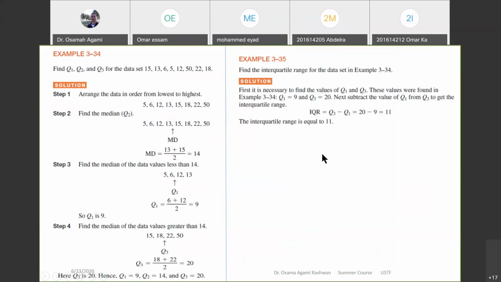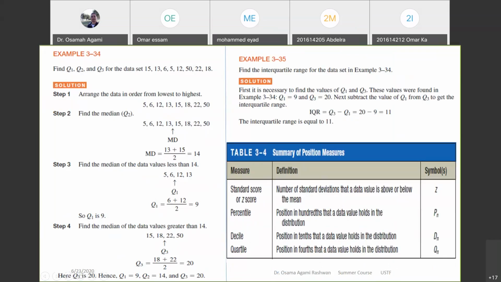There is something called the interquartile. This interquartile is exactly like the range between Q3 and Q1, right? So if you subtract Q1 from Q3, you get something called the interquartile range. Okay, let's summarize all of this.